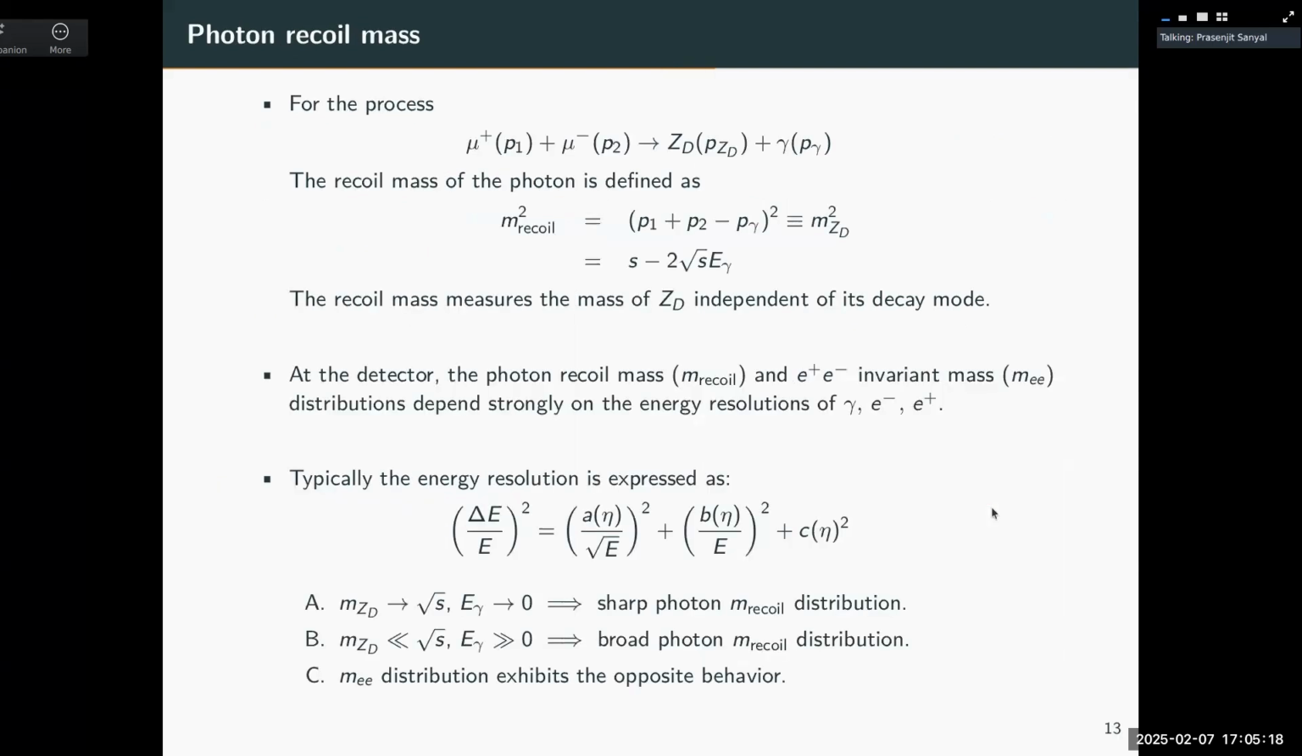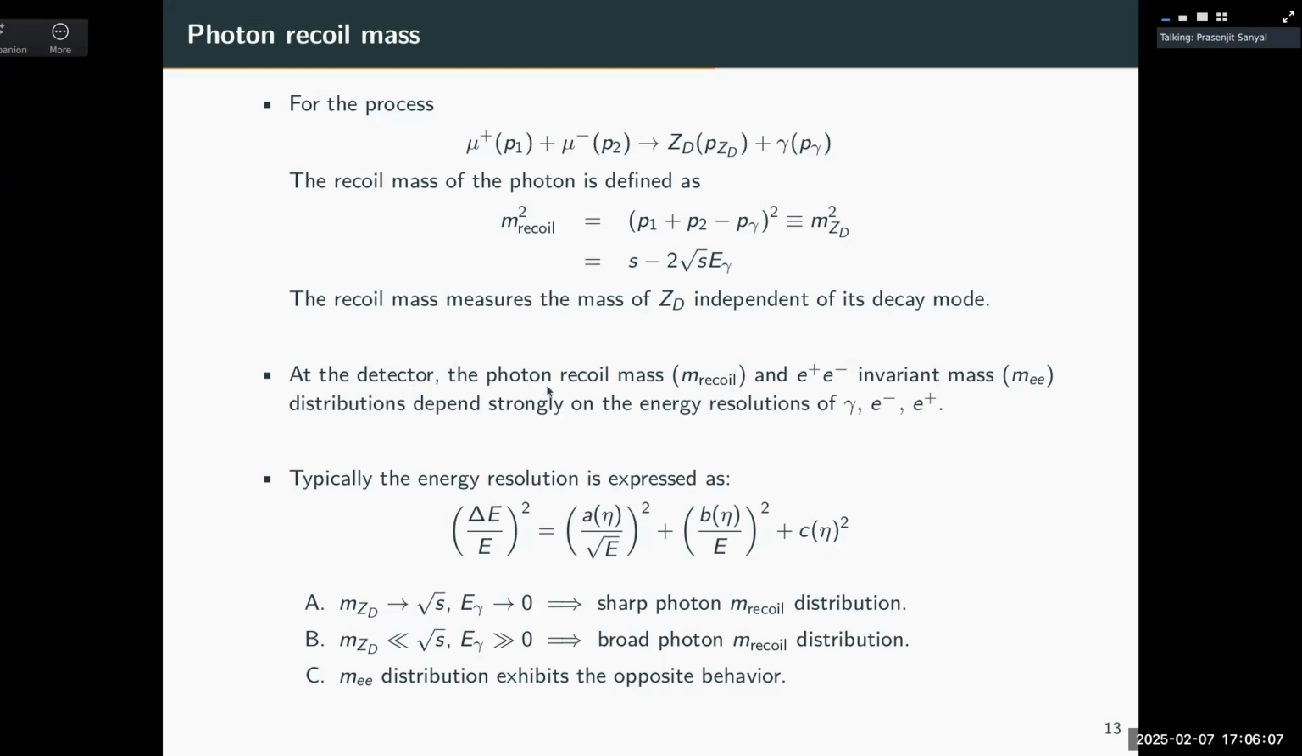Okay, so let's go to the concept of photon recoil mass. For a process like this, we can define the recoil mass of the photon like this one, where P1 and P2 are the 4-momenta of the muons, and P gamma is the 4-momentum of the photon. From the conservation of 4-momentum, we can see that this recoil mass is nothing but the mass of the dark Z. So the mass of the dark Z can be estimated from the recoil mass, and this way of estimation of the dark Z mass is independent of the dark Z's decay modes.